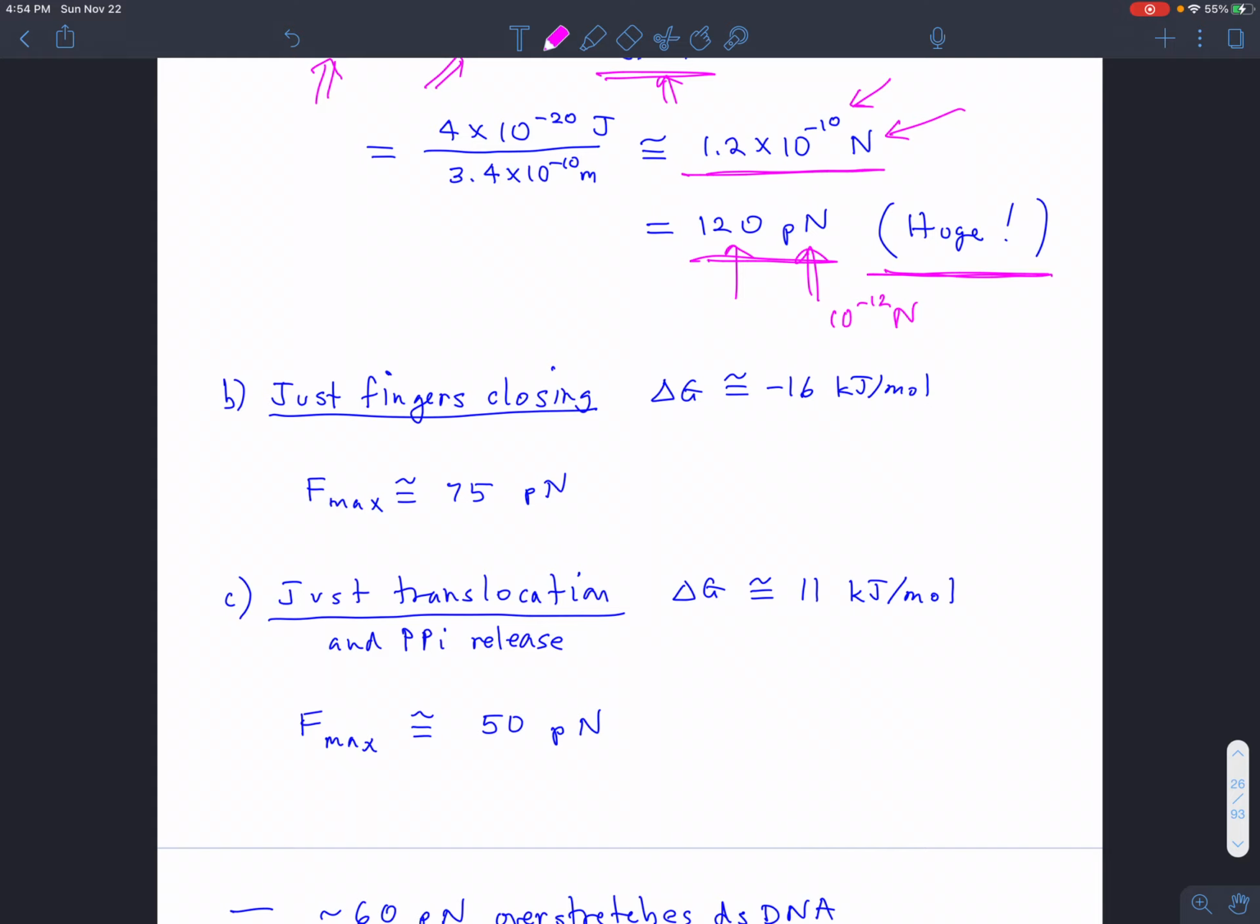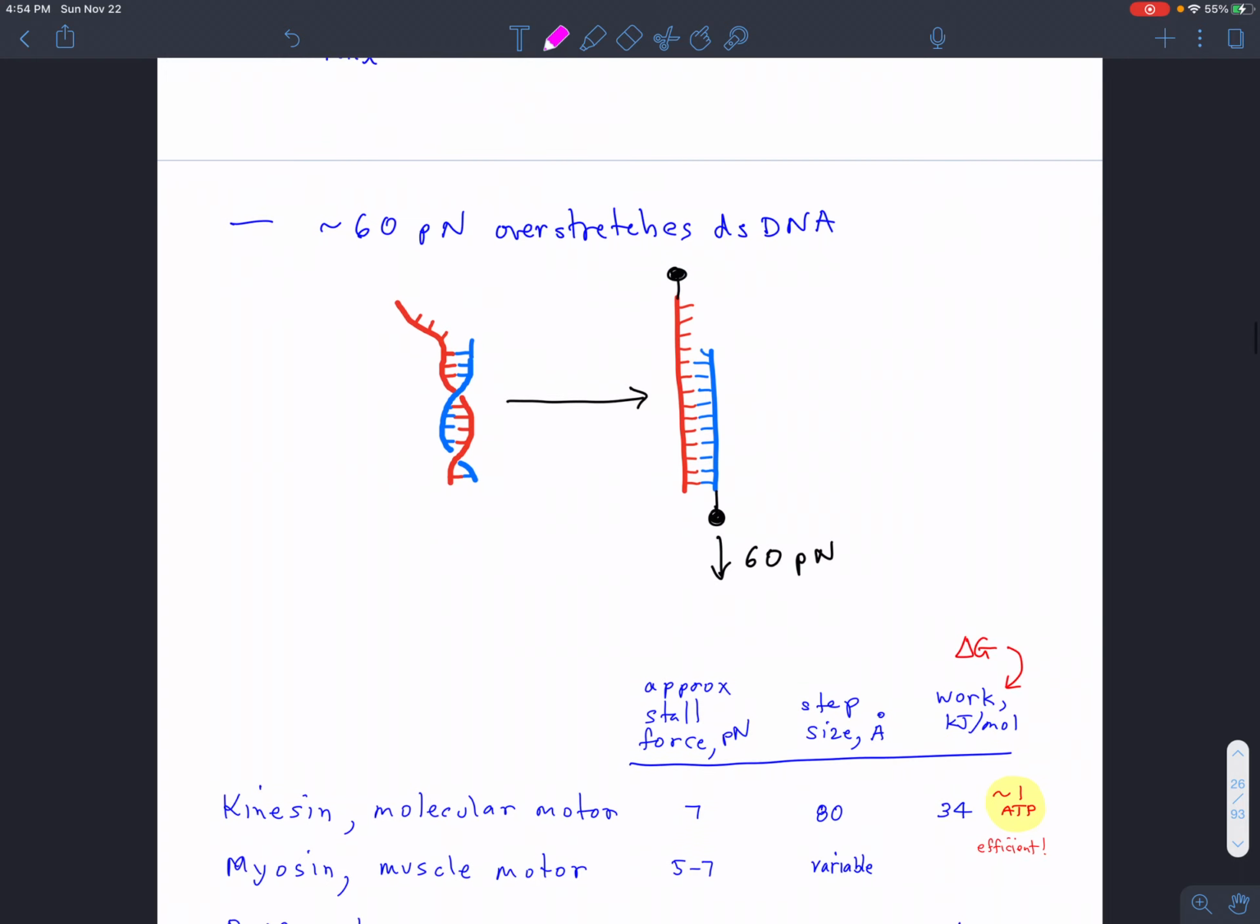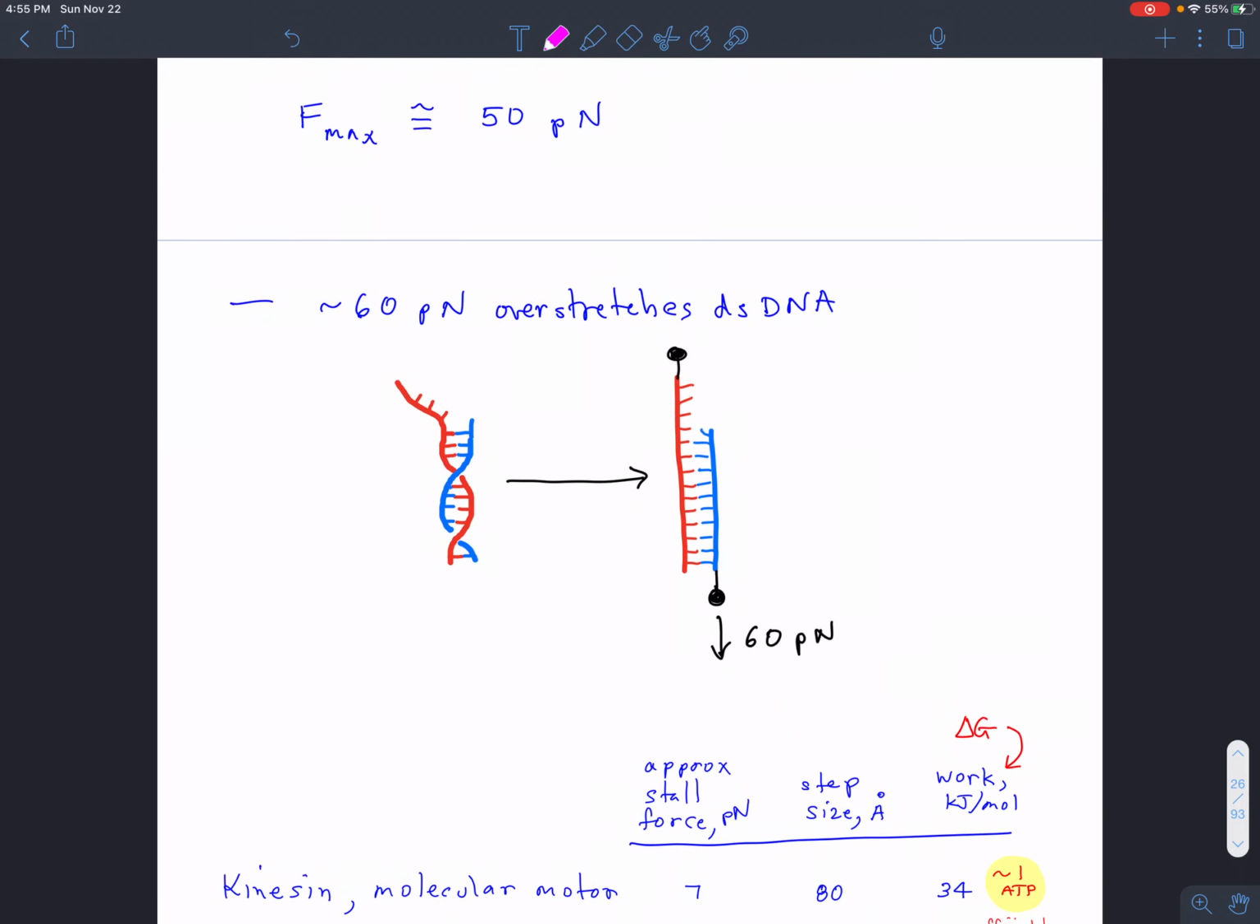Well, I'll compare it down. Let's compare it to some numbers that we know down here. It turns out that if you take a piece of DNA, you grab it here, and you grab it there, and you can actually do that experimentally and pull on it, then up to a certain point, the DNA just sort of extends out. It was originally in some kind of random coil.